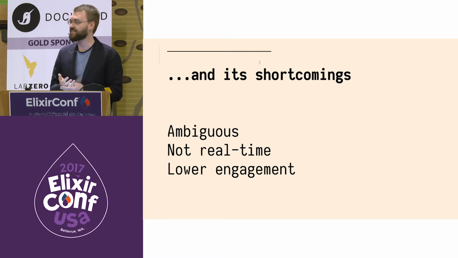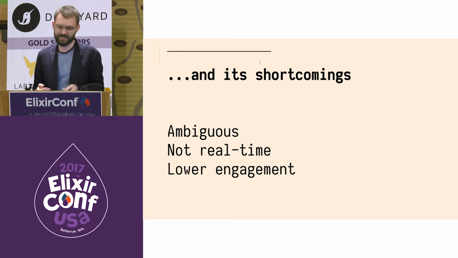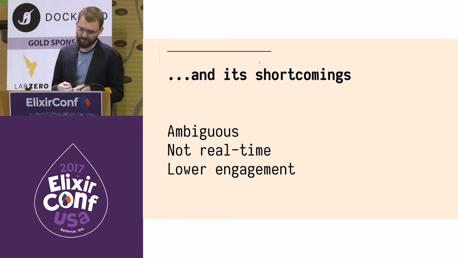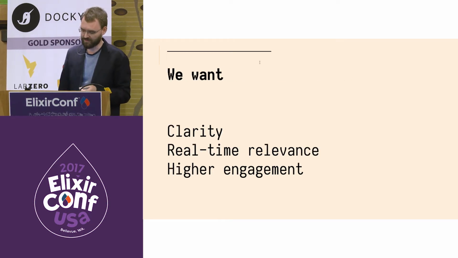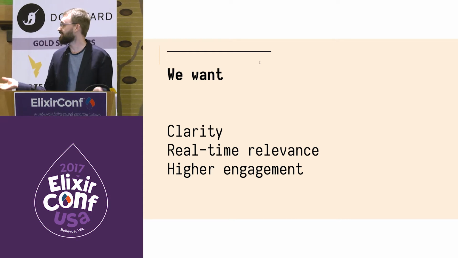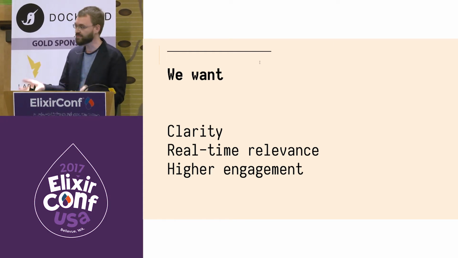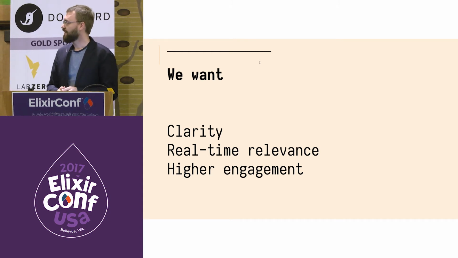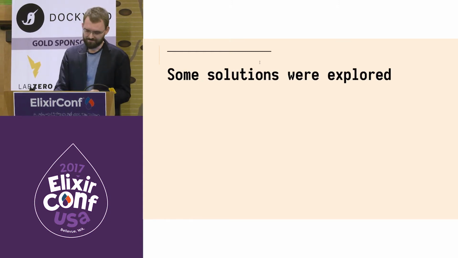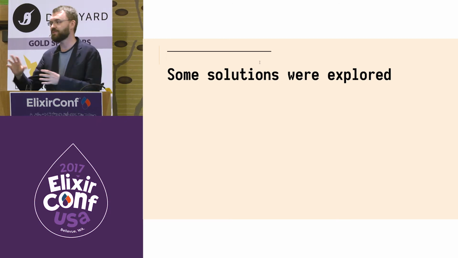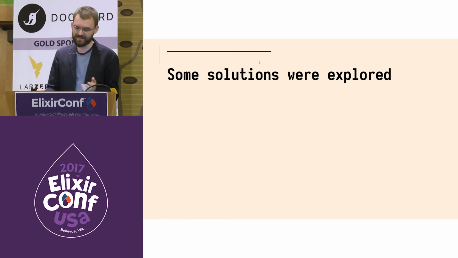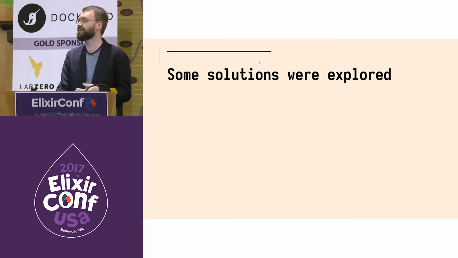And our hypothesis is that we get lower engagement because people are not as invested in the connection. And so what we want is clarity: online, offline, I'm done, I know what this means. And real-time relevance, and therefore higher engagement. So we have XMPP, we have these geolocation APIs. So some solutions were explored for how to get this working.